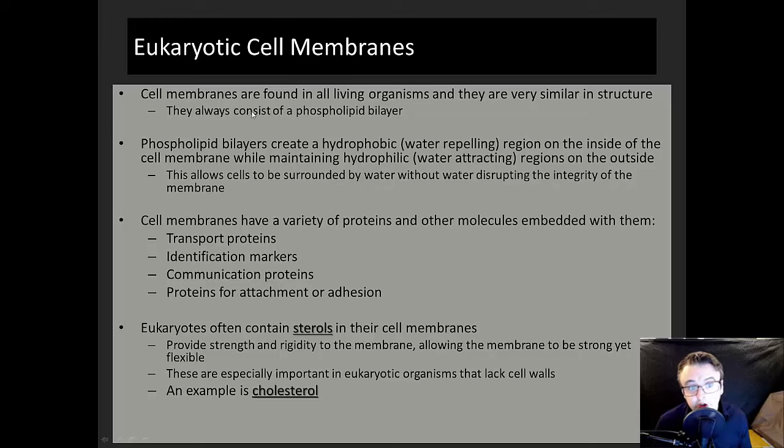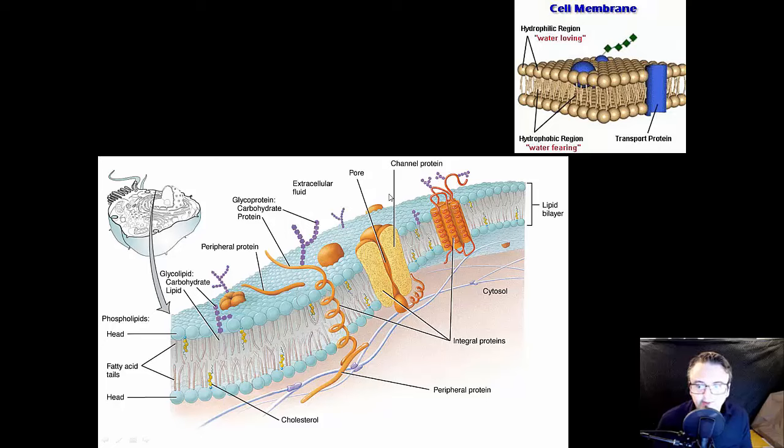Let me just clarify, all living things will have a cell membrane. I mentioned that in the diagram showing the eukaryotes versus the prokaryotes. All living cells have these, and they're pretty consistent. Here's a quick diagram of what they look like.